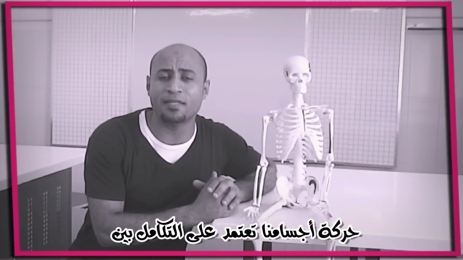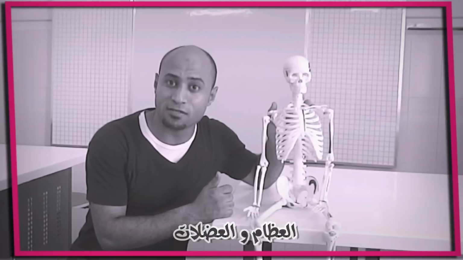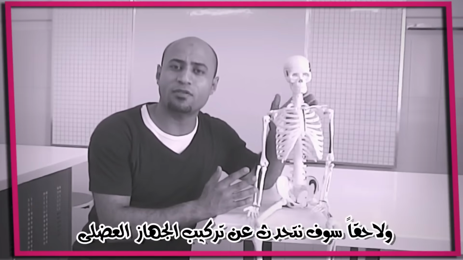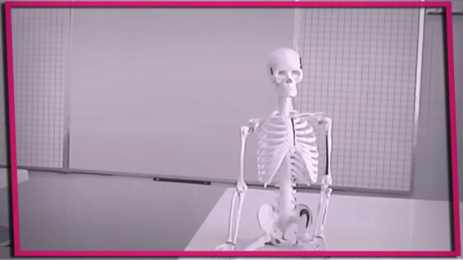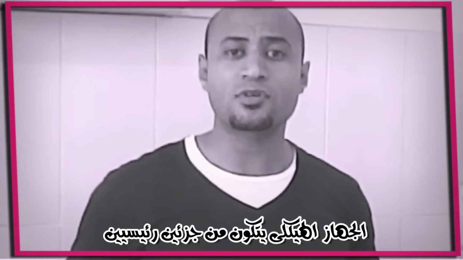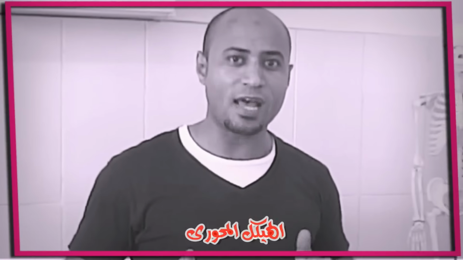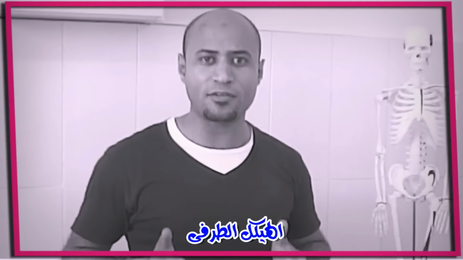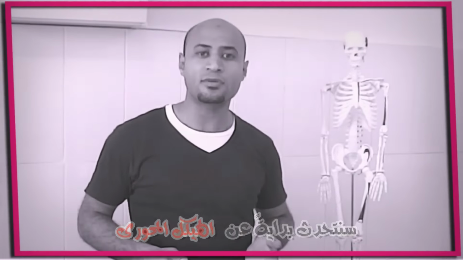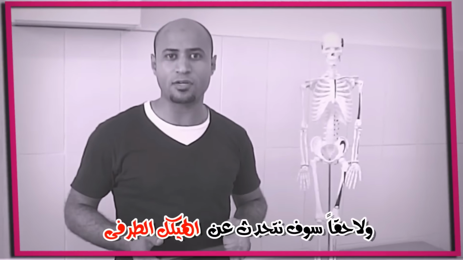The motion of our body depends on the integration between bones and muscles. So we will discuss the structure of the skeletal system, and later we will discuss the structure of the muscular system. The skeletal system consists of two main parts, the axial skeleton and the appendicular skeleton. So first we'll talk about the axial skeleton, then later we will talk about the appendicular skeleton.